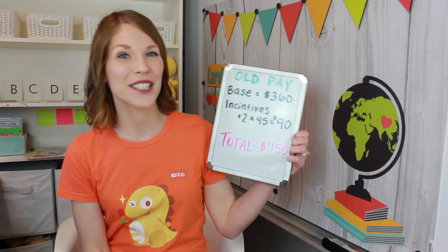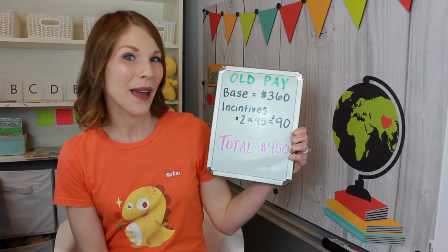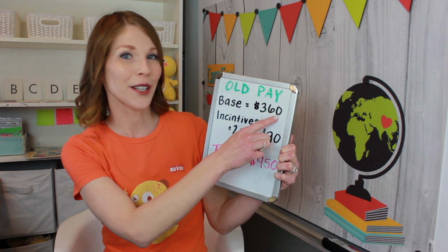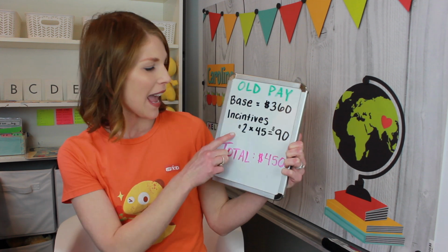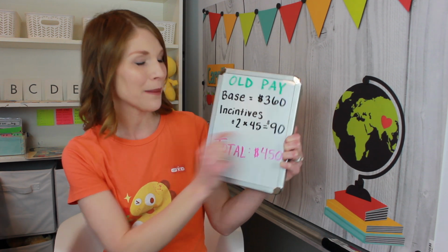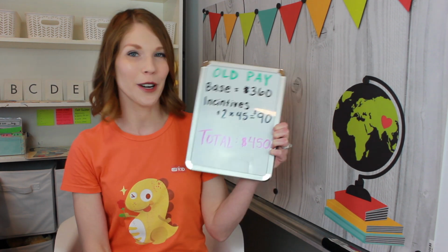All right, let's look at how this affects me personally. I only teach about 45 classes per month, so my base pay is $8. This is the old method. Through the base pay alone, I made $360 per month, and the $2 incentive allows me to make $90 more for a total of $450.